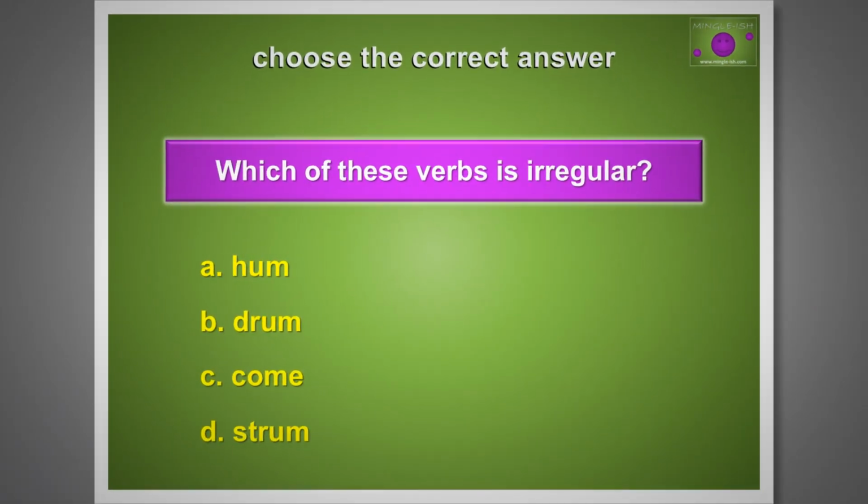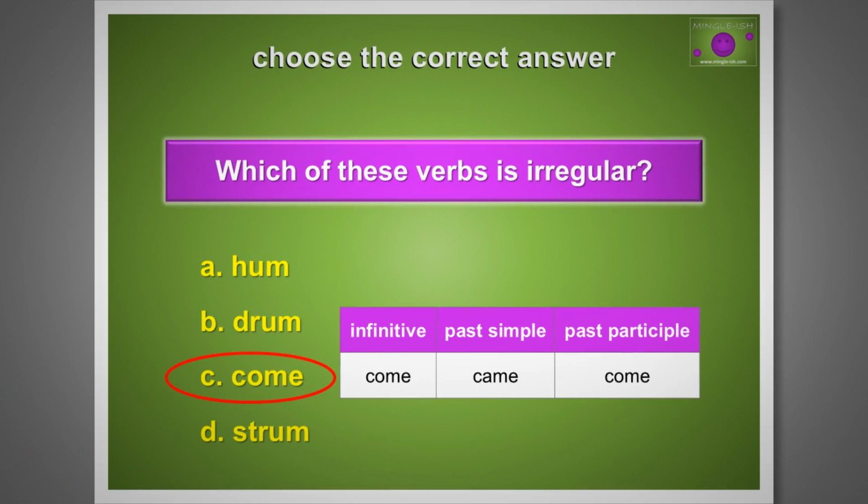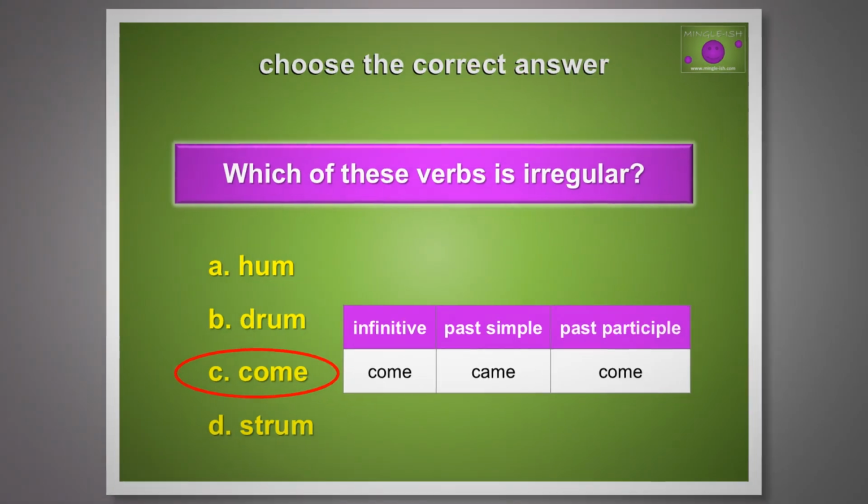4. Is it A, hum, B, drum, C, come, or D, strum? The correct answer is C, come. The past simple is came, and the past participle is come.